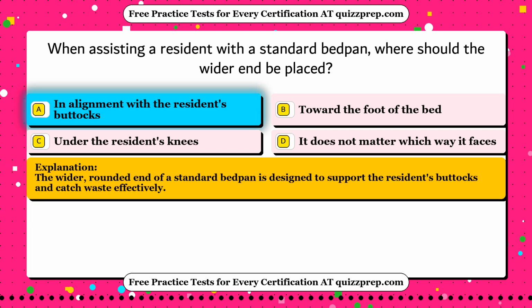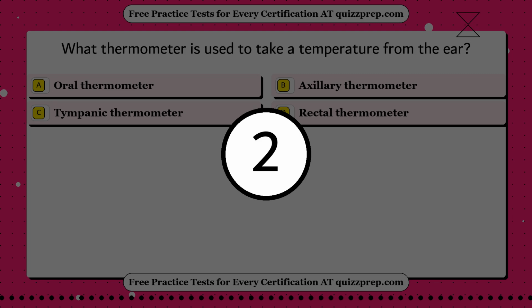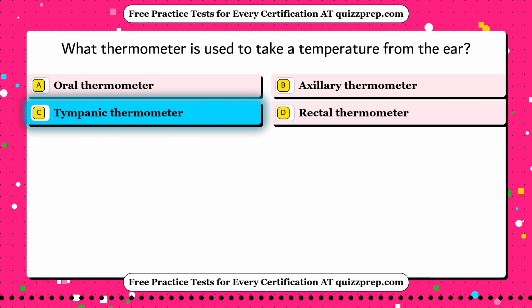The wider, rounded end of a standard bedpan is designed to support the resident's buttocks and catch waste effectively. Question 29. What thermometer is used to take a temperature from the ear? Option A, oral thermometer. Option B, axillary thermometer. Option C, tympanic thermometer. Option D, rectal thermometer. The correct answer is option C, tympanic thermometer.